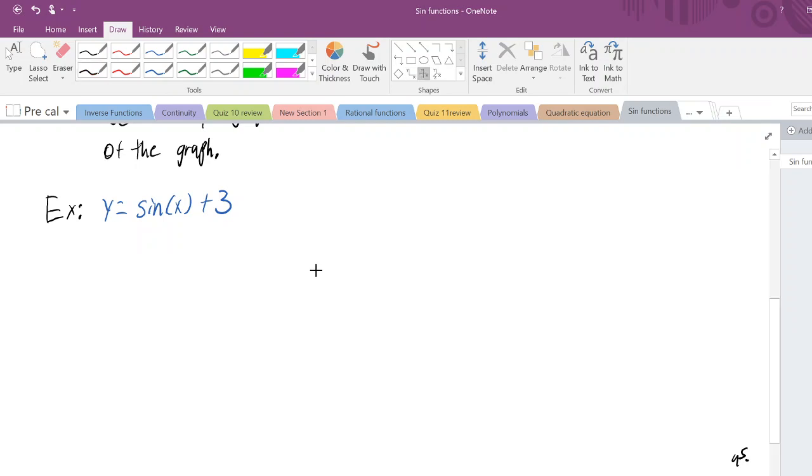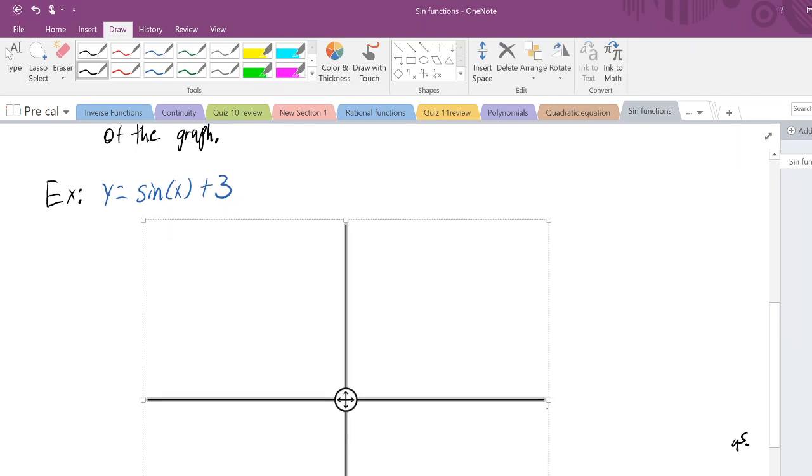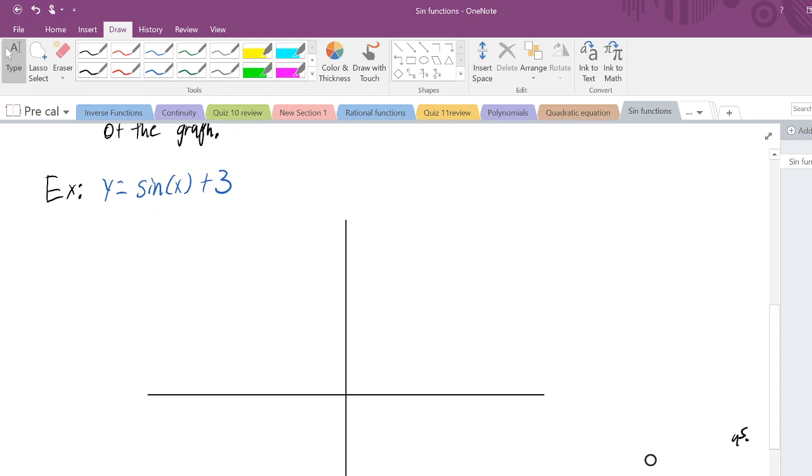If I have this right here, make it big so you guys can see it. Alright, I'm gonna start off with the points. So the four extra points that I need are pi over 2, pi, 3 pi over 2, and 2 pi. Alright, this is not changing today.